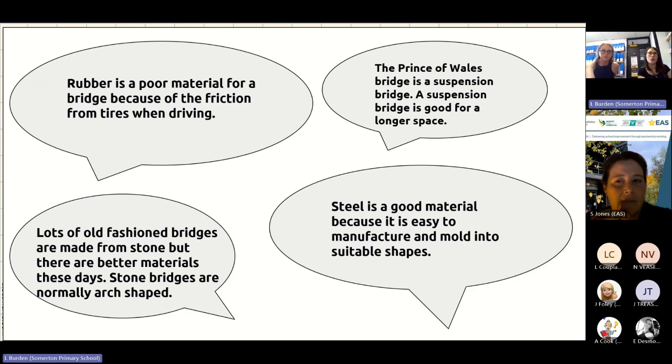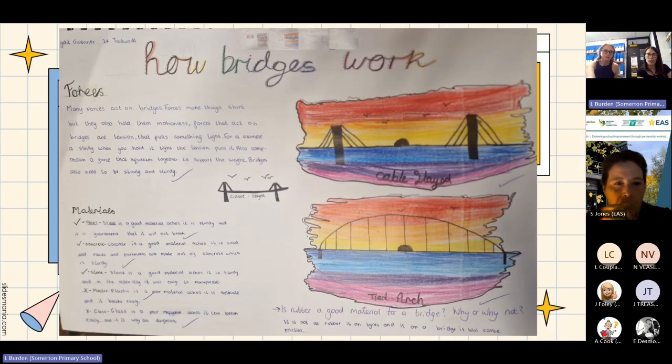We started looking at different materials of bridges, so bringing science in again. What materials do we use to make bridges? Why are some more suitable than others? How has that changed over time? So we looked at some old-fashioned bridges being made from stone, but newer bridges are made from different materials. We looked at the fact rubber is a poor material for bridges, for example, when you're driving on them. So they made that link between tyres and rubber. And then again, we documented that in our book and looked at different types of bridges, like suspension bridges and truss bridges. I can't remember the names of the other ones.